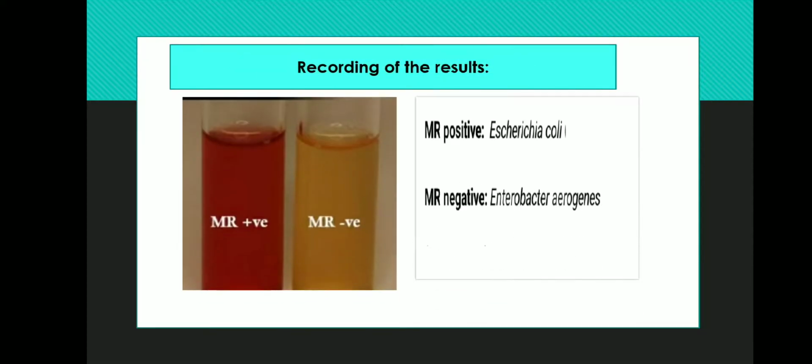Results: MR positive shows red color after incubation, and MR positive is observed in the case of Escherichia coli. MR negative shows yellow coloration of the broth and occurs in the case of Enterobacter aerogenes.